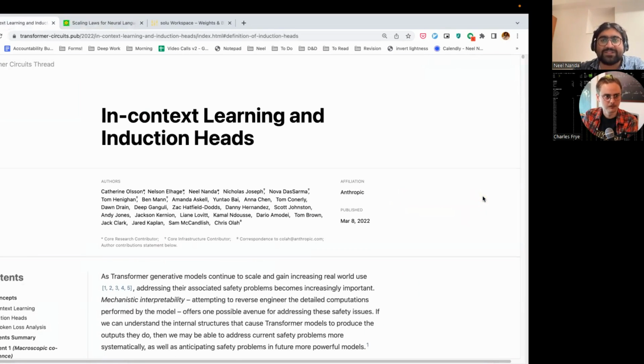And one of the core claims in this paper is that the main reason models can do in context learning is because of induction heads. And a lot of the paper is structured around actually proving and showing that. Making sense so far, Charles?